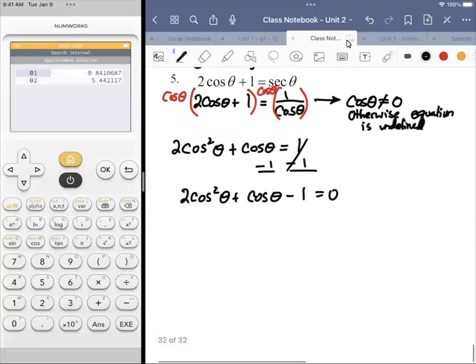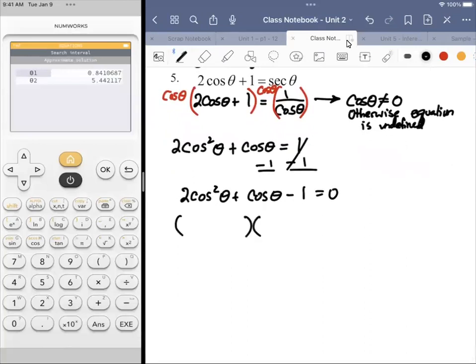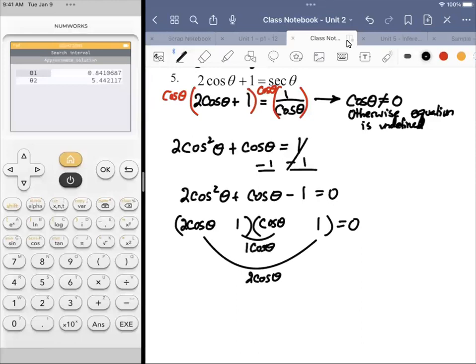Factor it if it's factorable. So 2 sets of parentheses. To get to 2 cosine squared theta, we would need to have 2 cosine theta multiplied by another cosine theta. To get to a 1, it has to be 1 and 1. My outer product, 2 cosine theta. My inner product, 1 cosine theta. We only really care about the coefficients, though. When I add these two things together, if I want to get a result of 1 cosine theta, the 2 has to be positive, the 1 has to be negative.